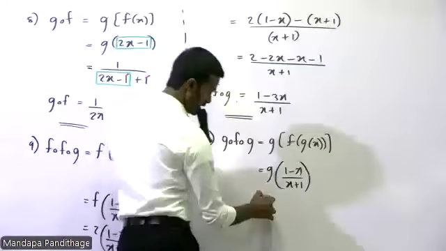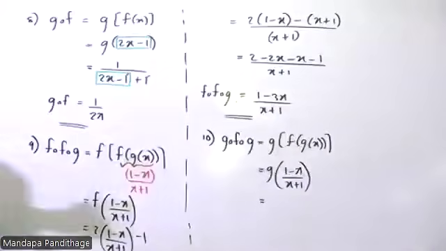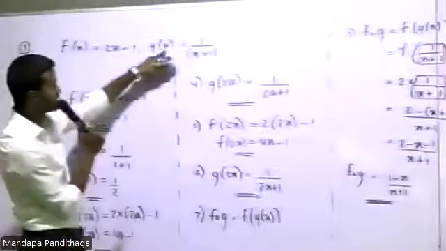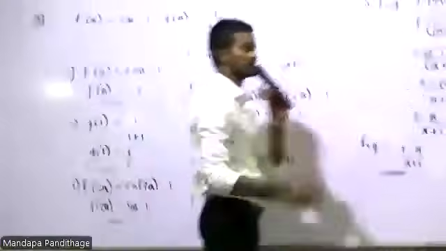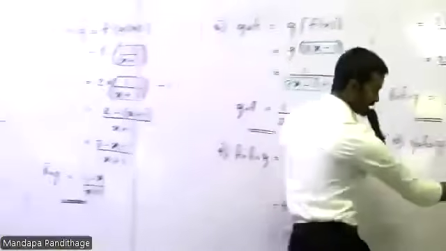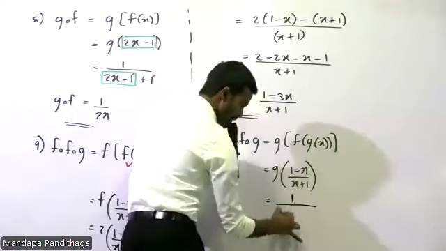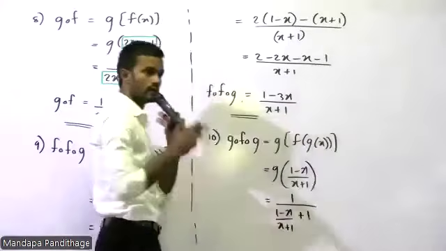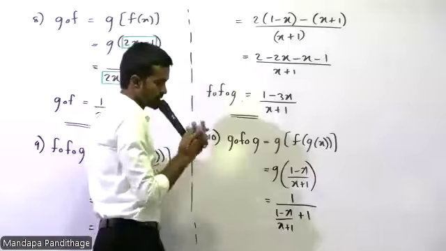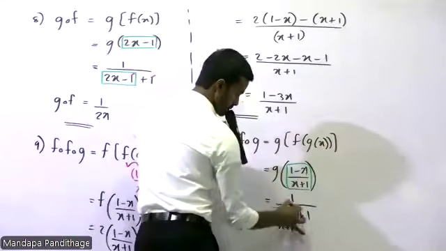Okay, now look at this carefully. g(x) is 1 over x plus 1. So whatever comes here, it should be replaced here. So even though we get a fractional one, a big one, how do we substitute it? 1 over this plus 1. Clear? Got it? So here, this entire one should be replaced by this one.